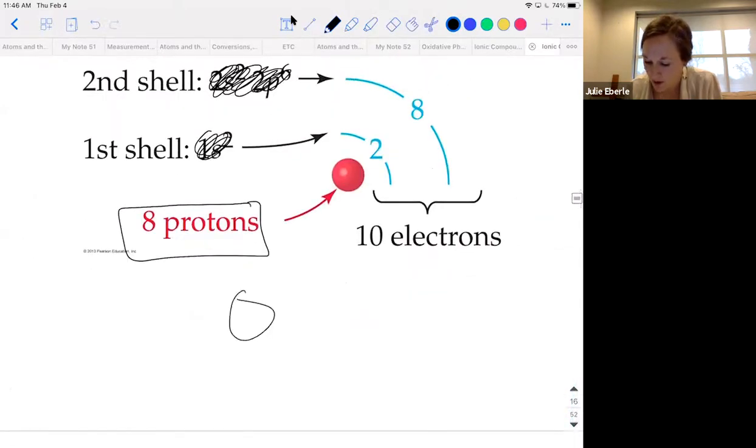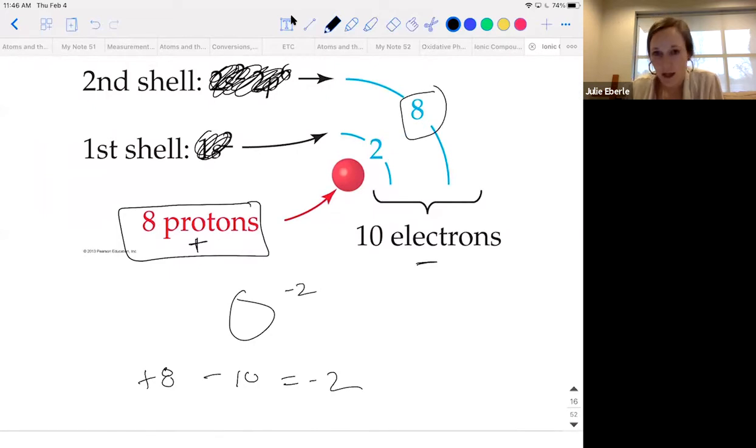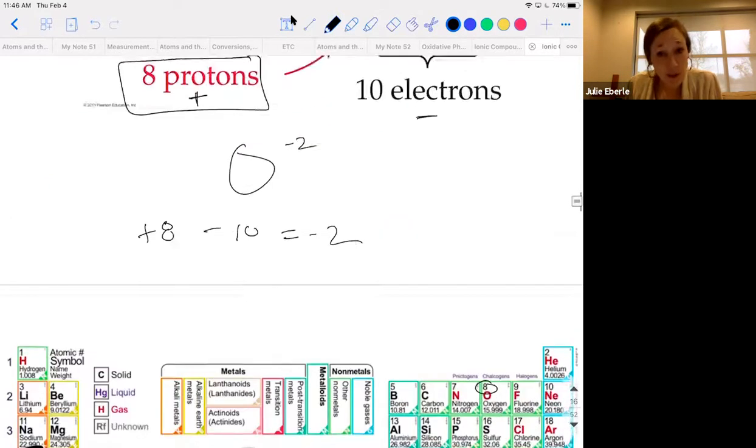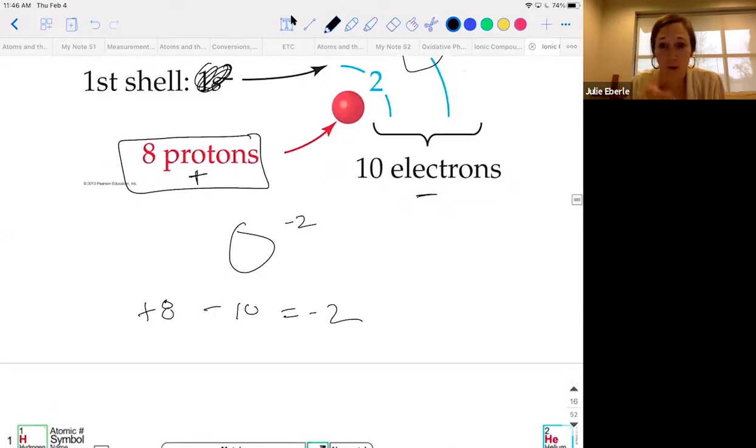So it's oxygen, and 8 protons means 8 plus charges, 10 electrons means 10 minus charges. So positive 8 minus 10 equals negative 2. It's received 2 electrons, so the outer shell is full now. And so it's oxygen with a minus 2. Good. All right, questions so far on how we're figuring all of this?